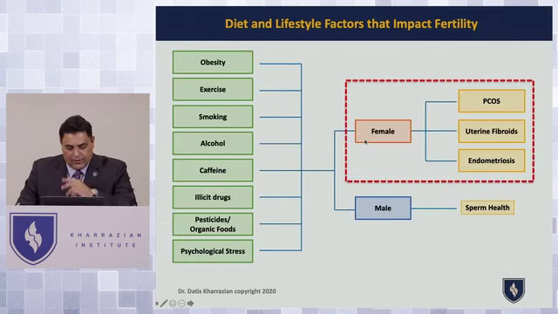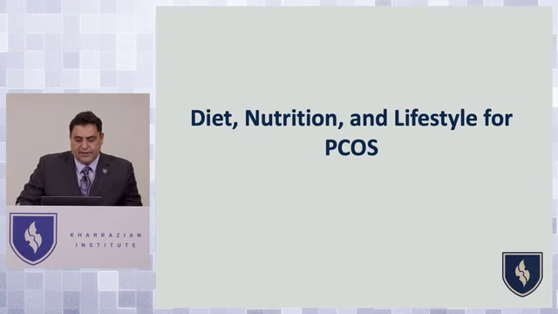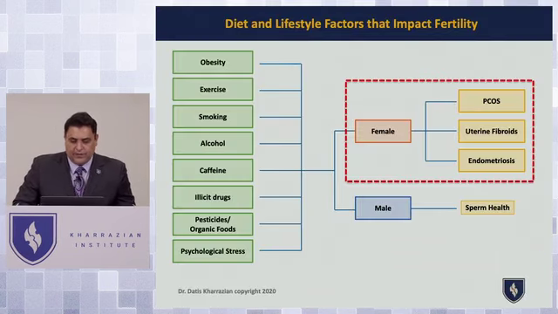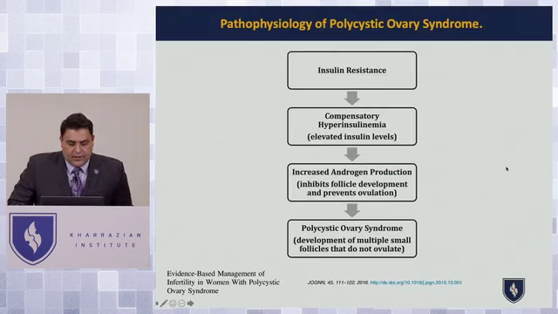Now, moving from males, let's talk about females. With females, the way I broke this up as we talk about diet and lifestyle is specifically for PCOS, uterine fibroids, and endometriosis. So remember with PCOS, insulin resistance causes compensatory hyperinsulinemia, elevated insulin levels stimulate androgen production. Androgen production inhibits follicle development, prevents ovulation.